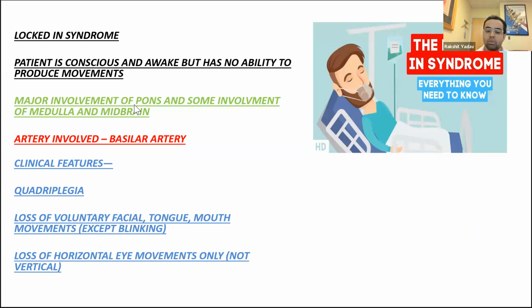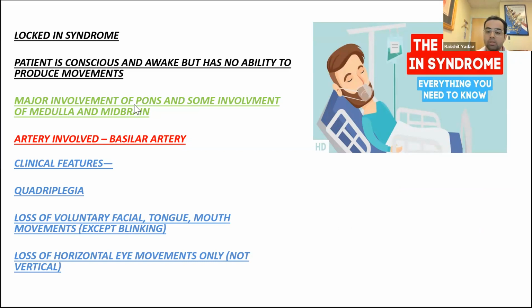And then this is the most important brainstem syndrome related to the pons. This is your locked-in syndrome. So patient presentation is usually that the patient is conscious and awake, but he has no ability to produce movements in any of his limbs. So there is major involvement of pons in these kind of syndromes, but there can be some involvement of medulla and the midbrain as well.